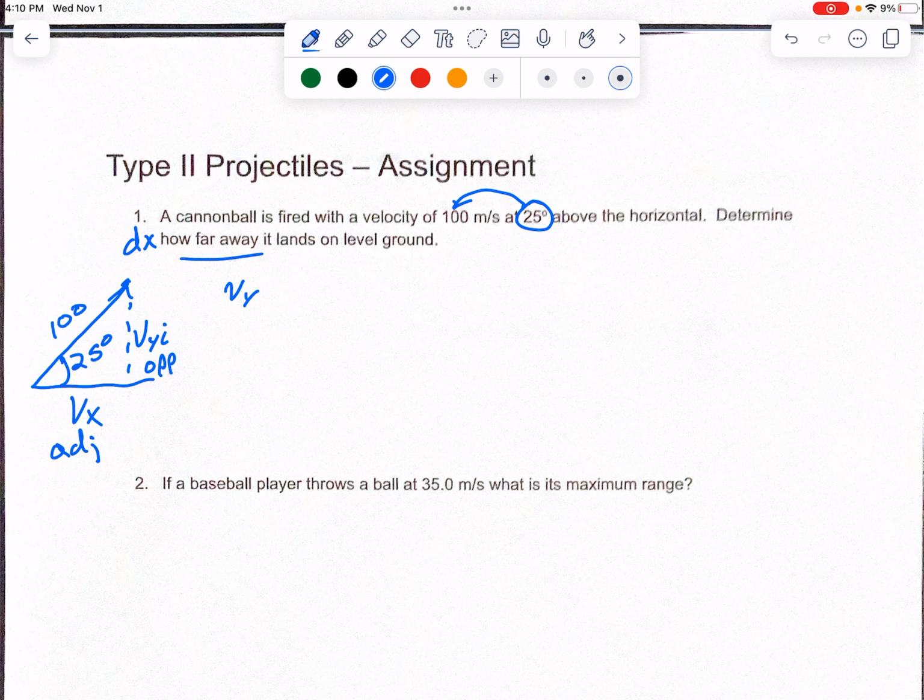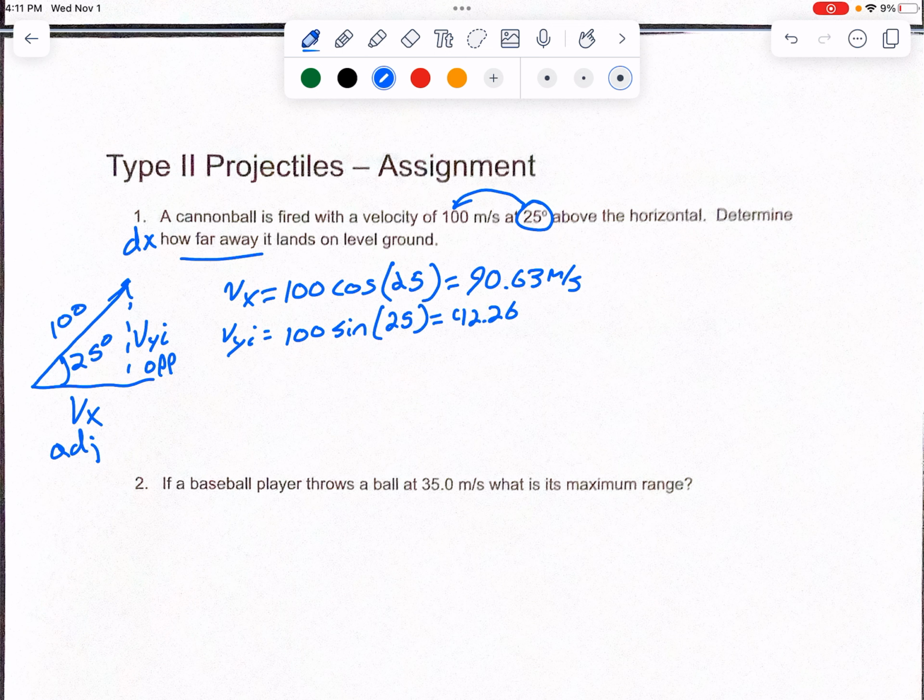If you want to find Vx, all you've got to do is take that hypotenuse, 100, times cosine, remember cosine uses adjacent, of 25 degrees. Again, make sure you're in degree mode. So 90.63 meters per second. All you've got to do is literally type it in like that in the calculator: 100 cosine 25. Then Vyi is going to be 100 times sine, because sine helps you find the opposite, of 25. And you're going to get 42.26 meters per second.